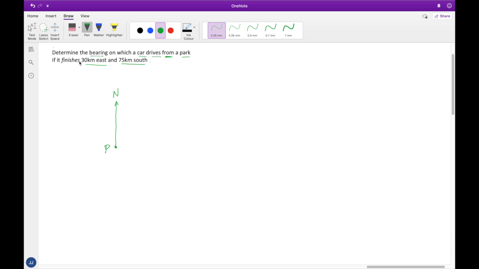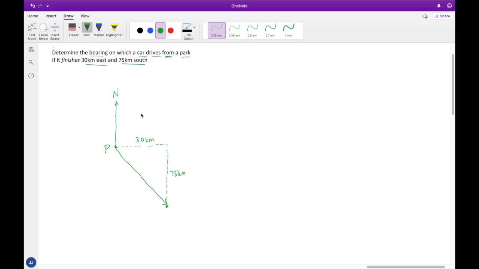And it says that it finishes 30 kilometers to the east. So I'll mark 30 kilometers to the east. And then I will mark 75 kilometers south. Now this is where my car ends up. Now we could see here it kind of reminds us of vectors in a way. So the car, the resultant would have been this line here. That is the line that the car traveled, right? 30 kilometers east, 75 kilometers south.